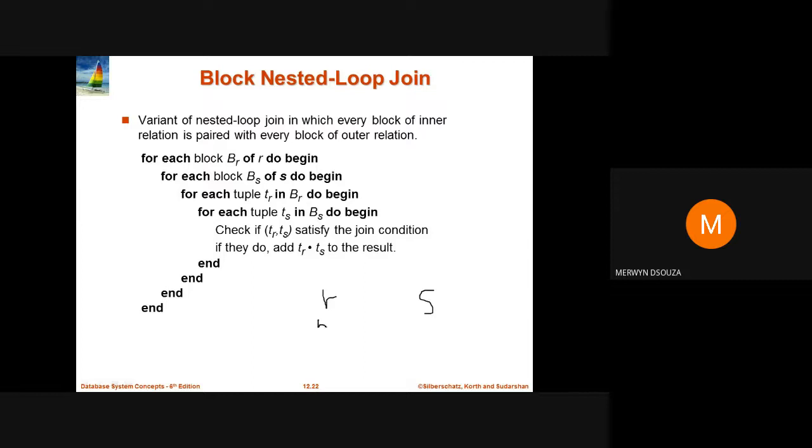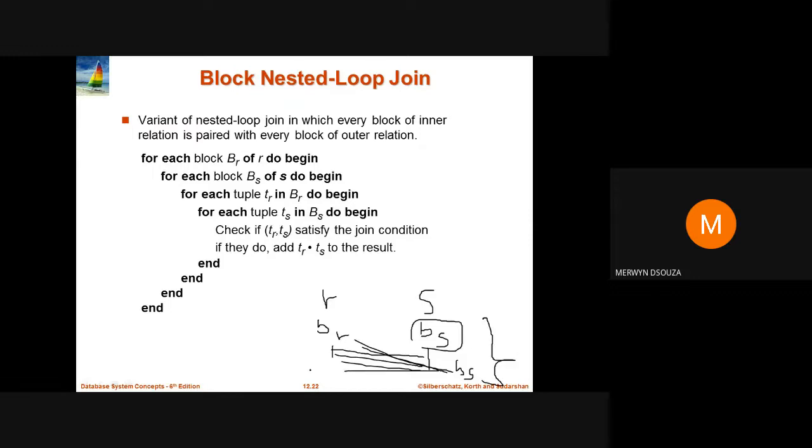We fetch a block of the first relation, that is R, and we fetch a block of the relation S, and then we check the many tuples within these blocks for the join condition. So if R is the outer block and S is the inner block, then after we have checked all the tuples of this first block, we fetch the next block and check for the join condition, and we continue this process till all the blocks in S are checked.